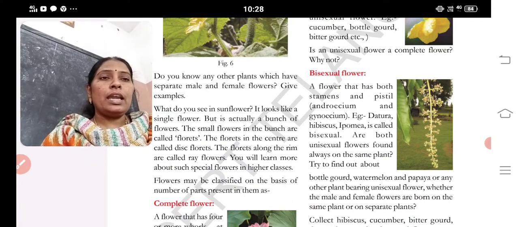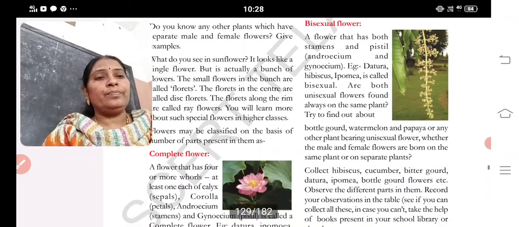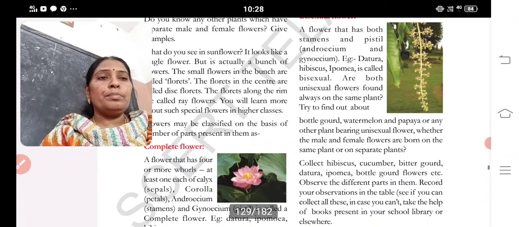Examples are datura and hibiscus. Are both unisexual flowers always found on the same plant? Try to find out. Bottle gourd, watermelon and papaya are other plants bearing unisexual flowers. Whether the male and female flowers are borne on the same plant or separate plants, let us see. Collect hibiscus, cucumber, bitter gourd, datura, ipomoea, bottle gourd flowers, etc. Observe the different parts in them and record your observation in the table.